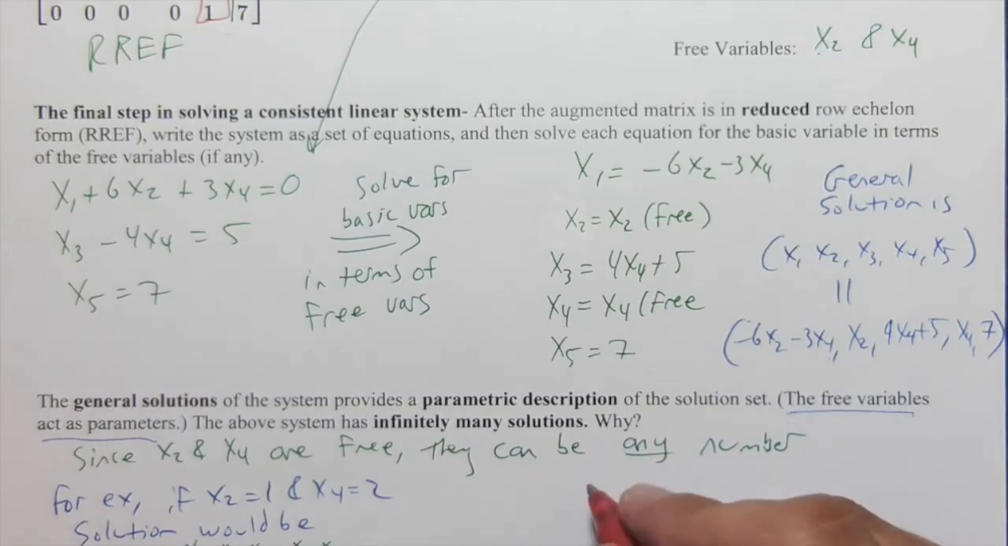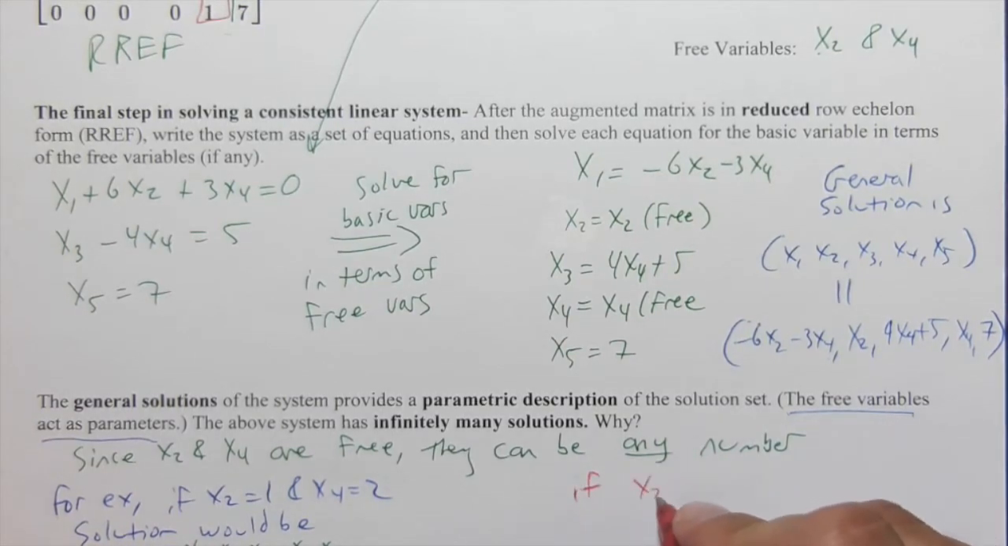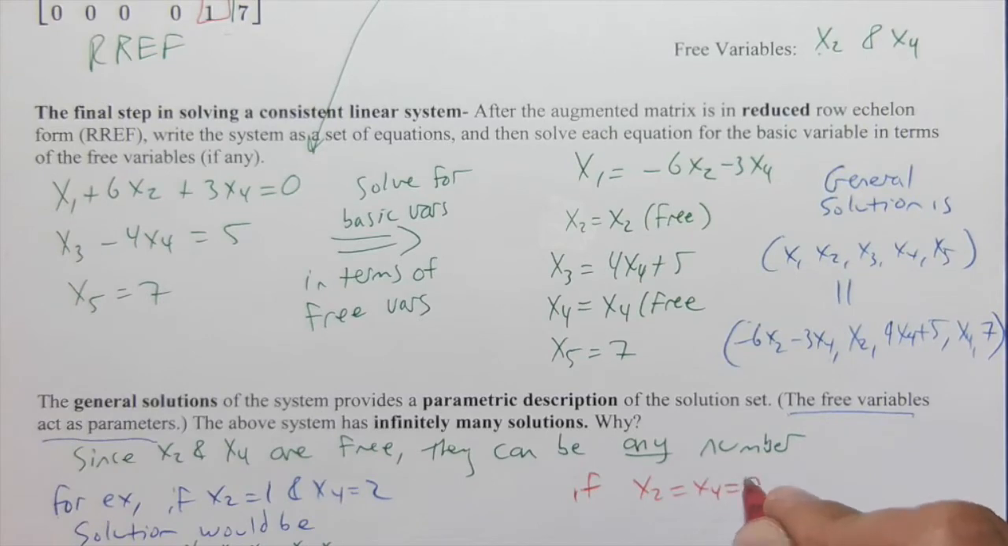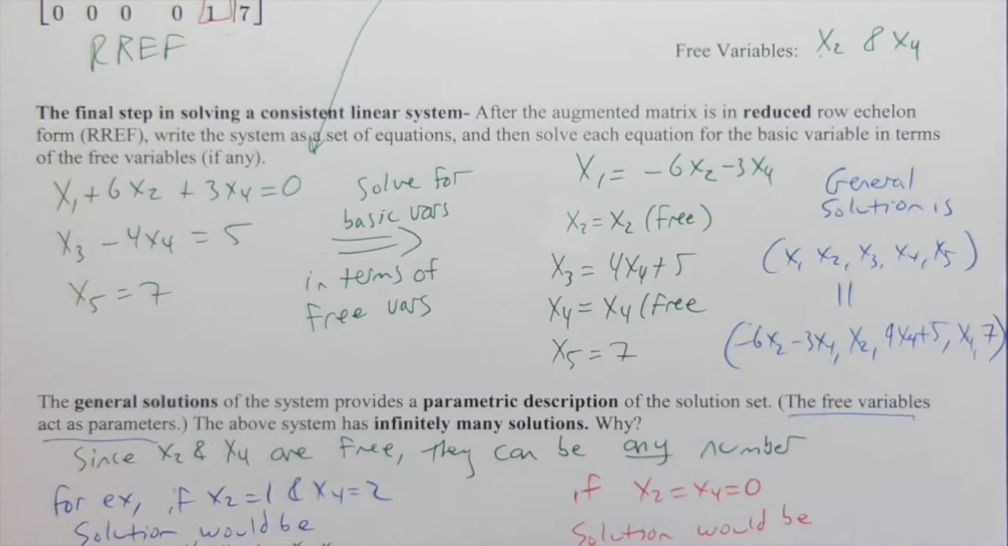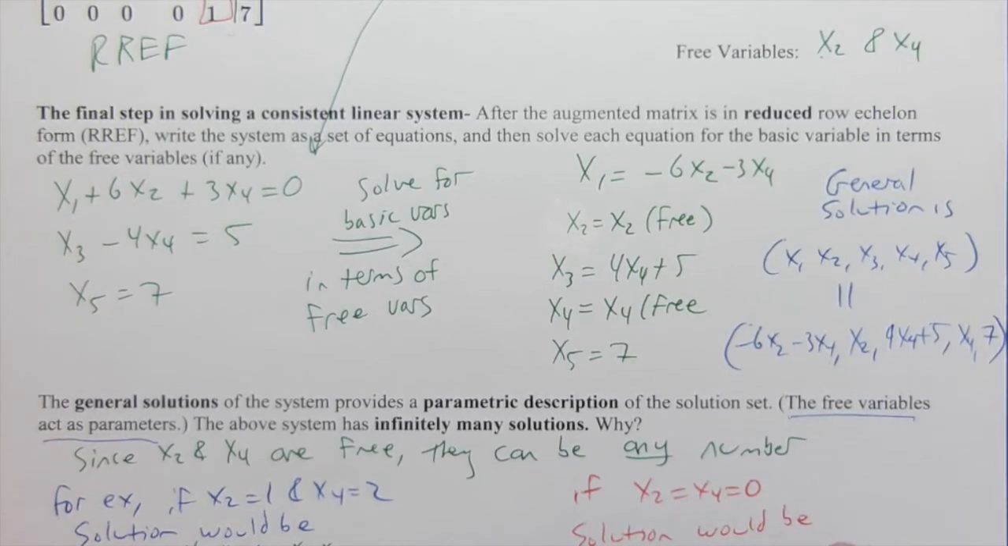Just to drive that point home, we could plug anything into x2 and x4, right? So let's plug in 0 into both of them to get a nice easy solution. If we plugged in 0, we just plug in 0 to all the x2s and the x4s, and we get 0, 0, 5, 0, 7 is a solution.